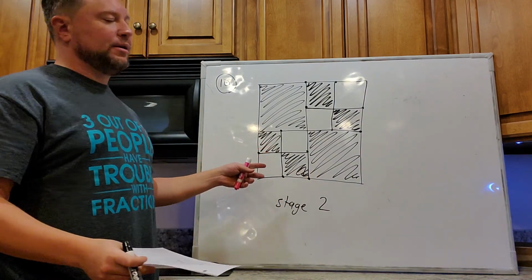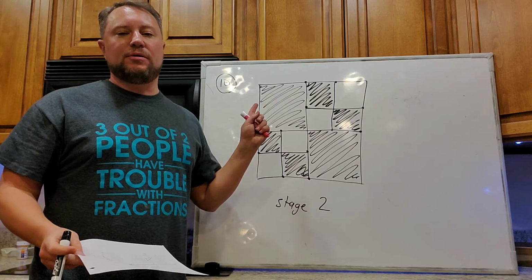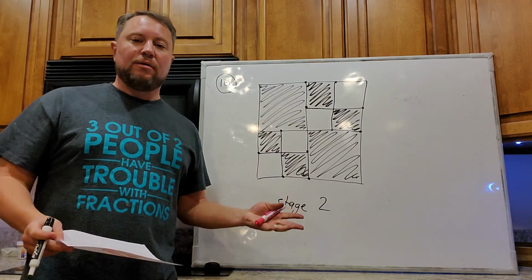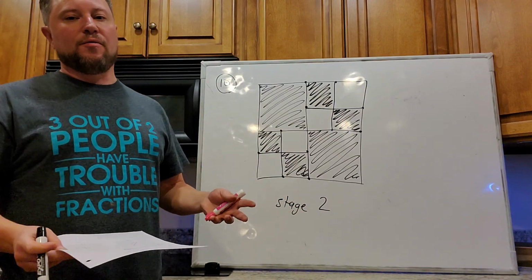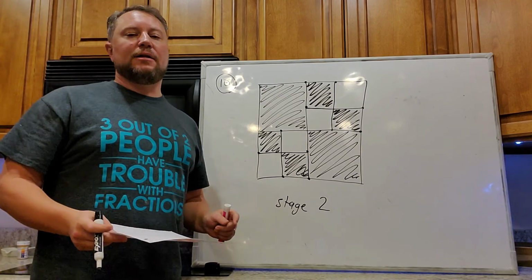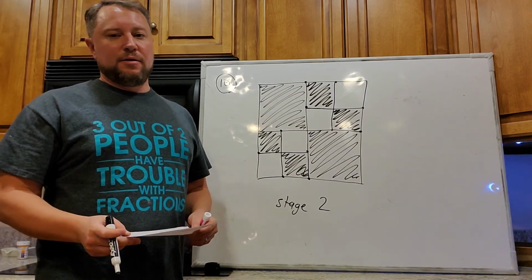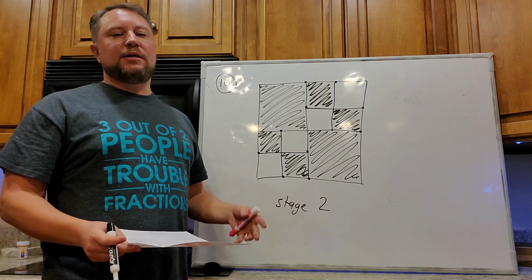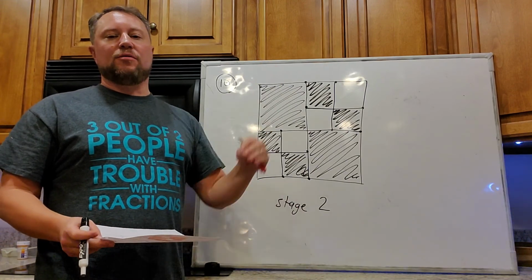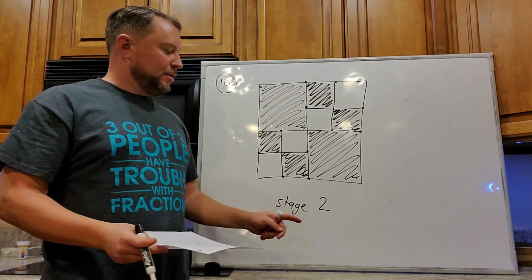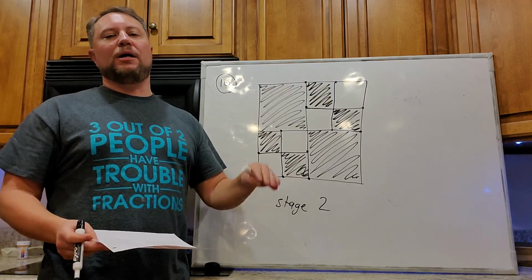If you keep going on a test like this and they said draw stage 2, I'm going to count it wrong. If you didn't go far enough, I'll count it wrong. You need to know exactly where to stop. So whatever the stage is, that just tells you exactly how many times you go through the iteration process. So stage 2 meant we went through the process twice.